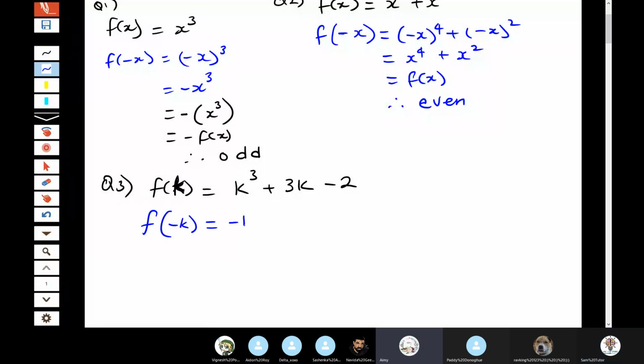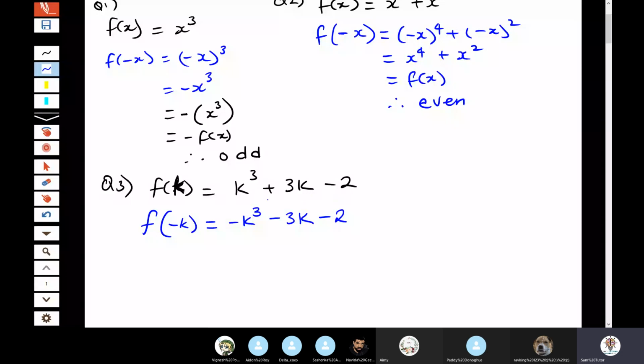Negative k cubed minus 3k plus 2. Why did you say plus 2? That doesn't have a k, so that doesn't change. That just stays as minus 2. Only the k's are changing. And then, is that the original? Obviously not. So you now know it's not even.